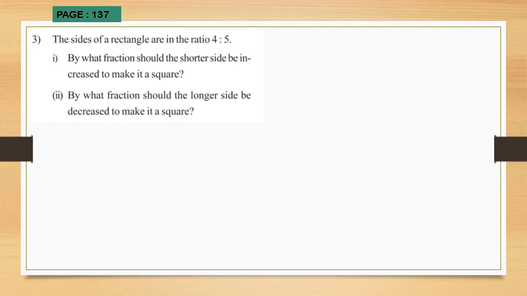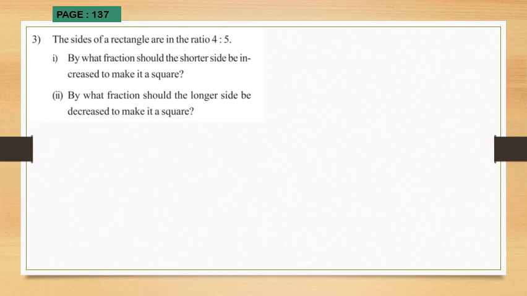Question number 3. The sides of a rectangle are in the ratio 4:5. First sub-question. By what fraction should the shorter side be increased to make it a square? Second sub-question. By what fraction should the longer side be decreased to make it a square?